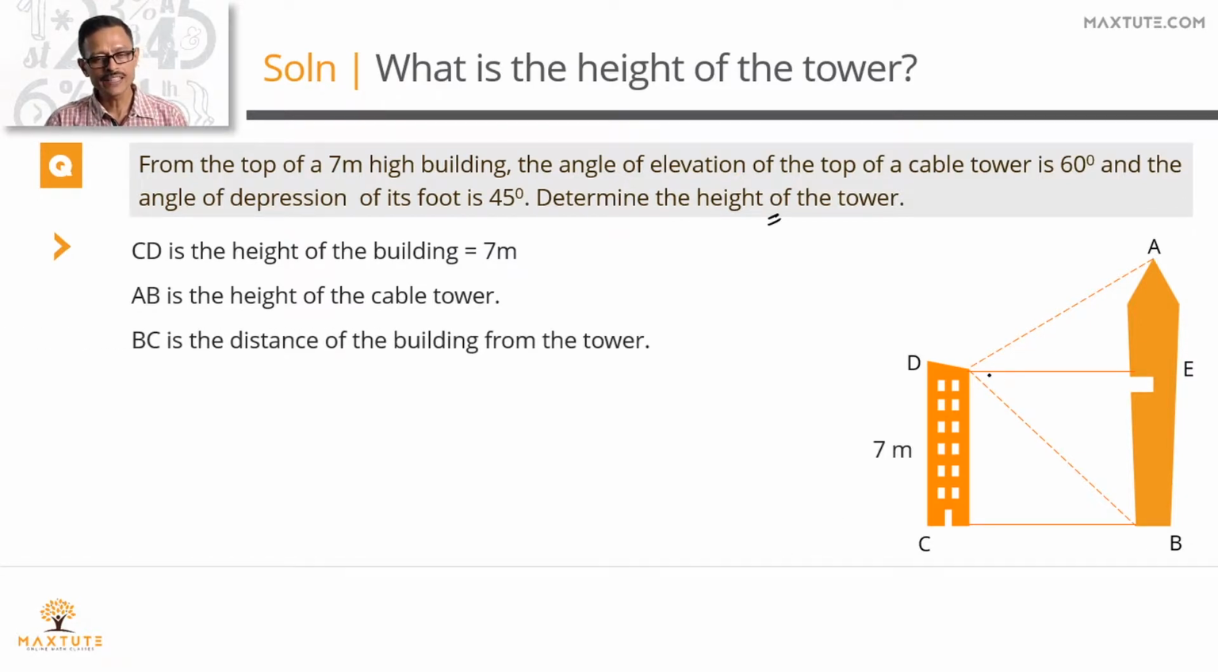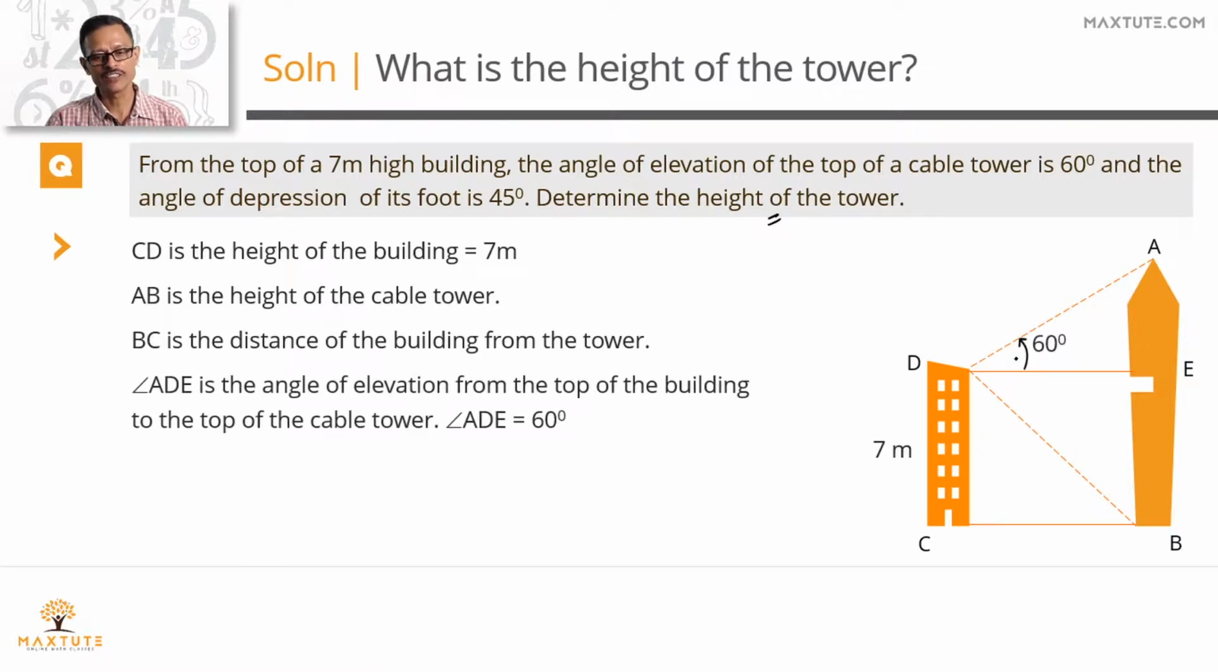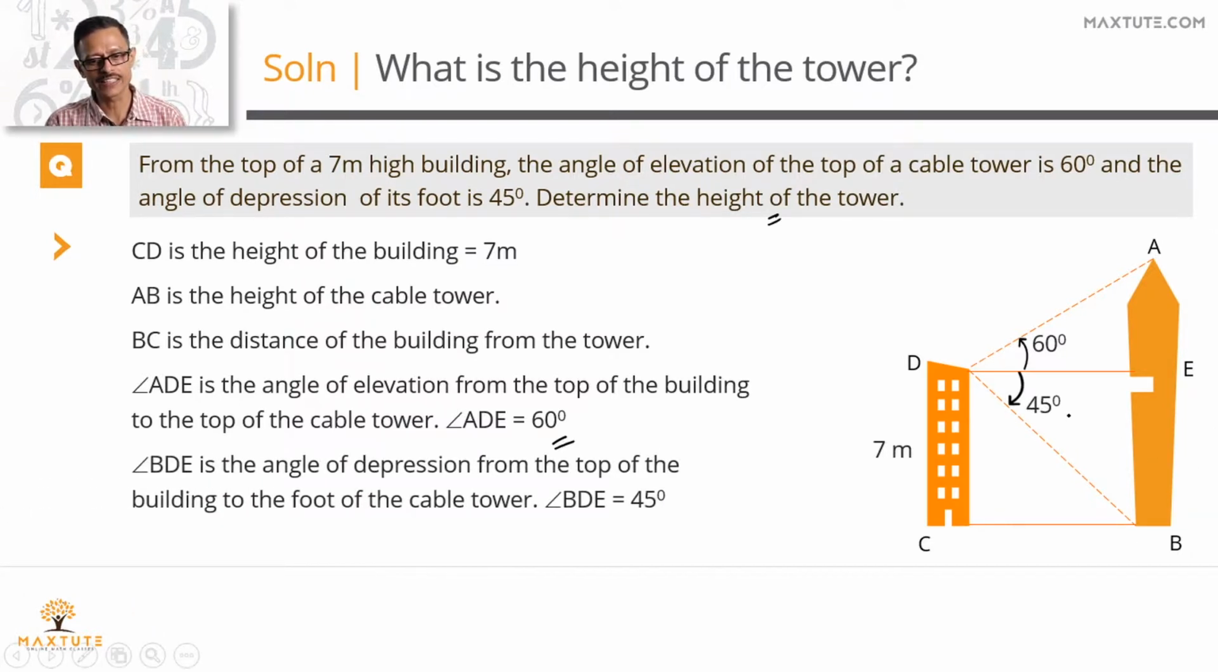Now, from D, we are observing the top of the tower. So this angle formed is going to be the angle of elevation. So angle ADE equals 60 degrees, which is the angle of elevation. From point D, we are looking at the foot of the tower, which is point B. So the angle of depression is angle EDB, which is equal to 45 degrees.